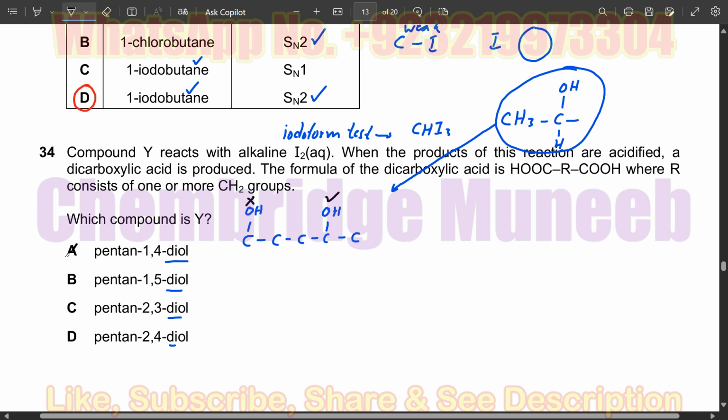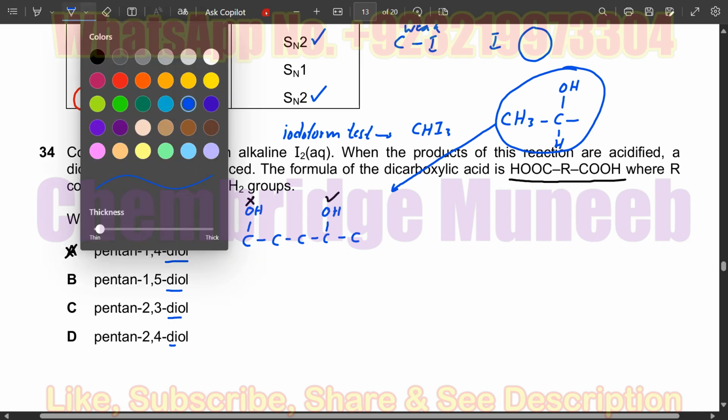So option A is incorrect because we are not getting this type of product as a result of the further reaction. We must have carboxylic acid on both sides. That is not possible in case of option A.